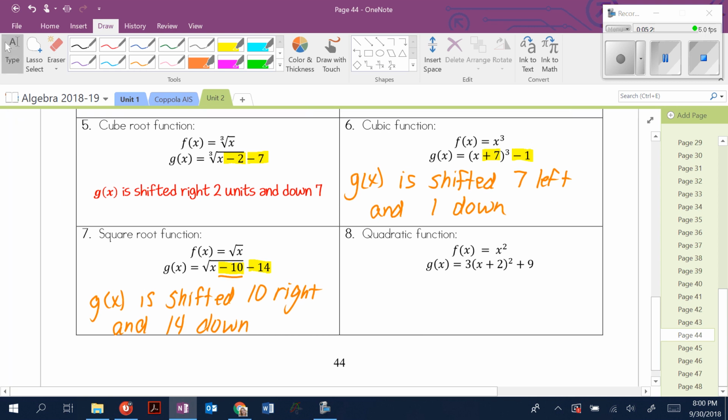Ooh, look at this quadratic. This one's a little spicy. We got 1, 2, 3 changes. So what is happening? g of x is, what is that 3 doing? Narrower, okay. So g of x is narrower. Plus 2, what's that going to do? Left 2 and 9 up.